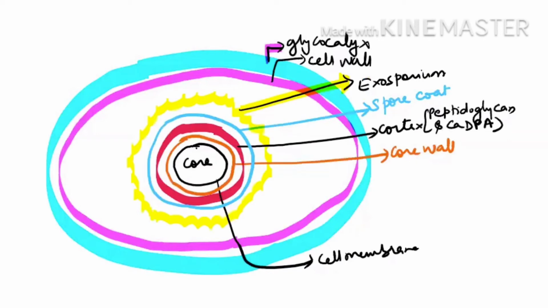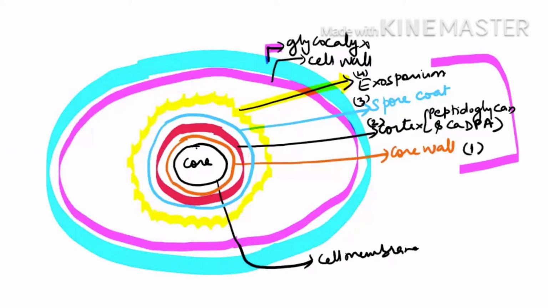So you have to remember, please, it's very important. The first wall inside is the core wall. Second is the cortex. Third is the spore coat. And fourth is the exosporium. So this endospore which is made is surrounded by four walls. Is it clear? The endospore is surrounded by four walls.